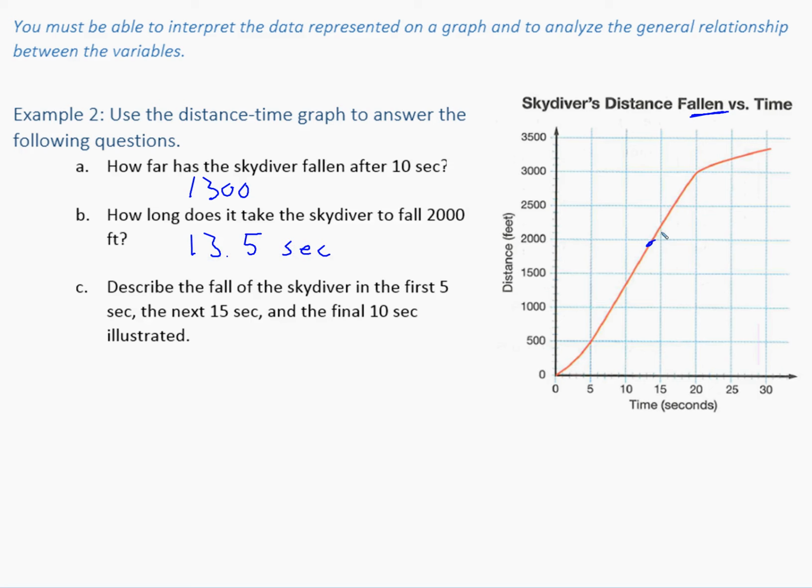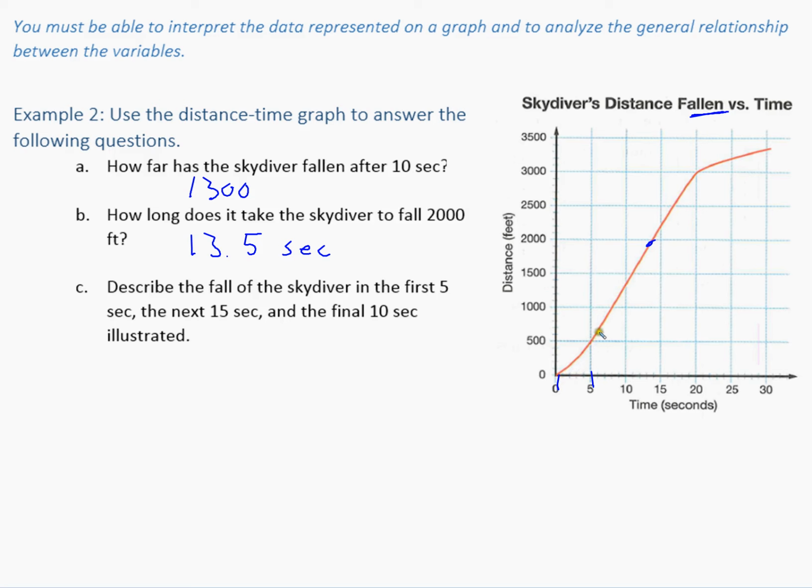The next one, and this really gets into understanding the graph a little better, describe the fall of the skydiver in the first 5 seconds, the next 15 seconds, and the final 10 seconds. All right, well, in the first 5 seconds, that's from 0 to 5, what's happening here? Well, you see this is a little bit curved. He's falling, and it's getting steeper, so he's actually falling at a faster rate. So this is when he initially jumps out of the plane. Right when he leaves, he's really not moving fast at all, but the longer the time goes by, he starts dropping faster and faster.